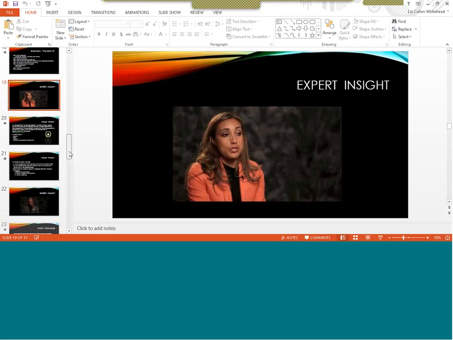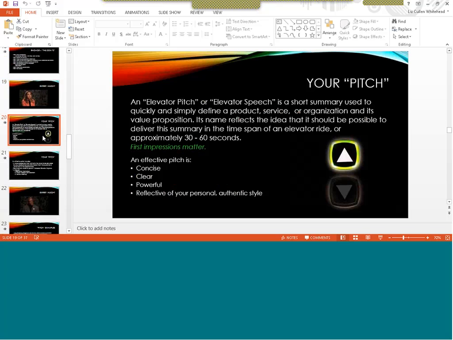Okay. As I mentioned, I'm going to skip a little bit over the pitch. Your elevator pitch or speech is a short summary used to quickly and simply define a product, service, or organization and its value proposition. The idea is that you should be able to deliver this in the time span of an elevator ride. So if you got into an elevator with Michael Robinson, how would you present yourself and make this impression in 30 to 60 seconds? And I would really say 30 seconds. 60 seconds is a lot, because an effective pitch is concise, clear, powerful, and reflective of your own personal and authentic style. I'm not going to spend too much time on this, again, because I think it's a module of its own.